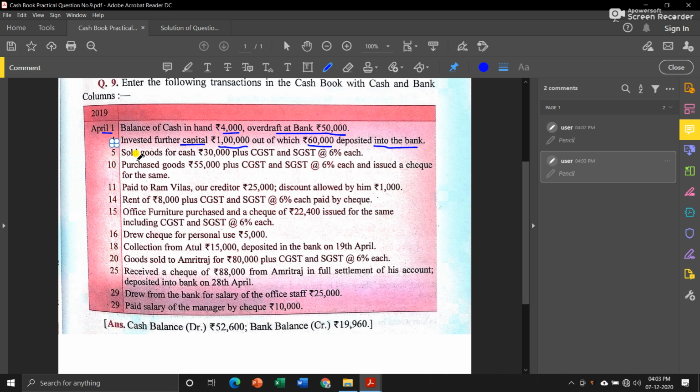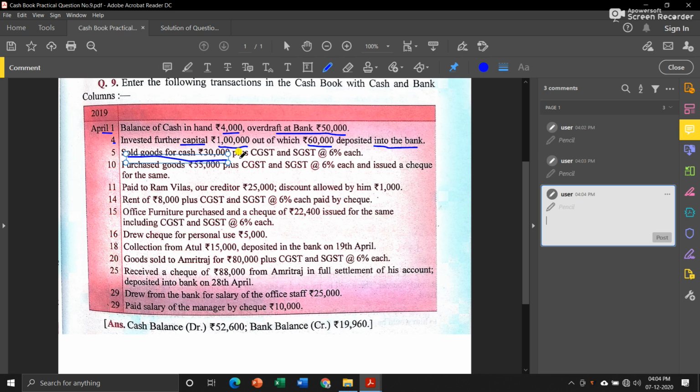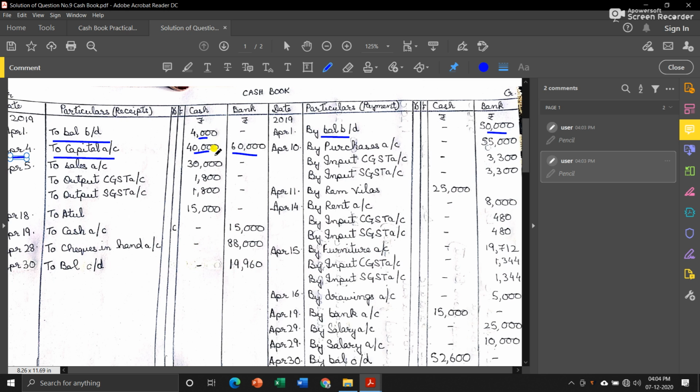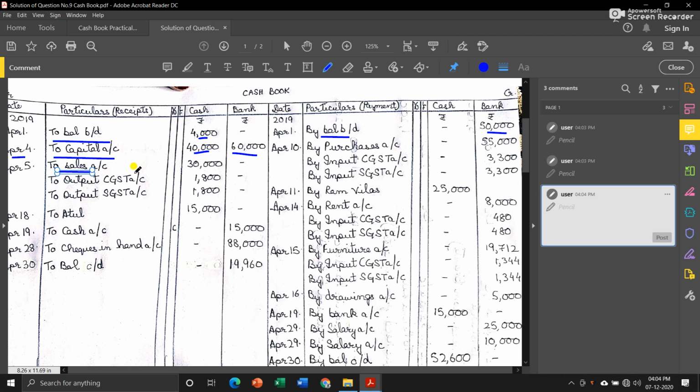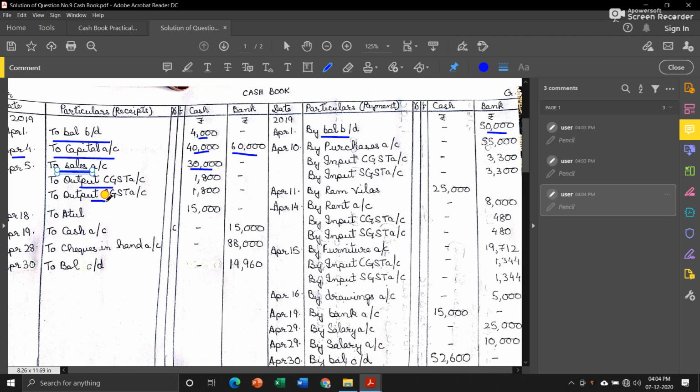The next transaction, on date 5, we sold goods for cash rupees 30,000, and on that 30,000 we have to add CGST as well as SGST at the rate of 6% each. So since it is a cash sale, we will receive cash, so we will write on the debit side to sales account 30,000. Then we have output CGST and output SGST, and 6% of 30,000 is 1,800 each.